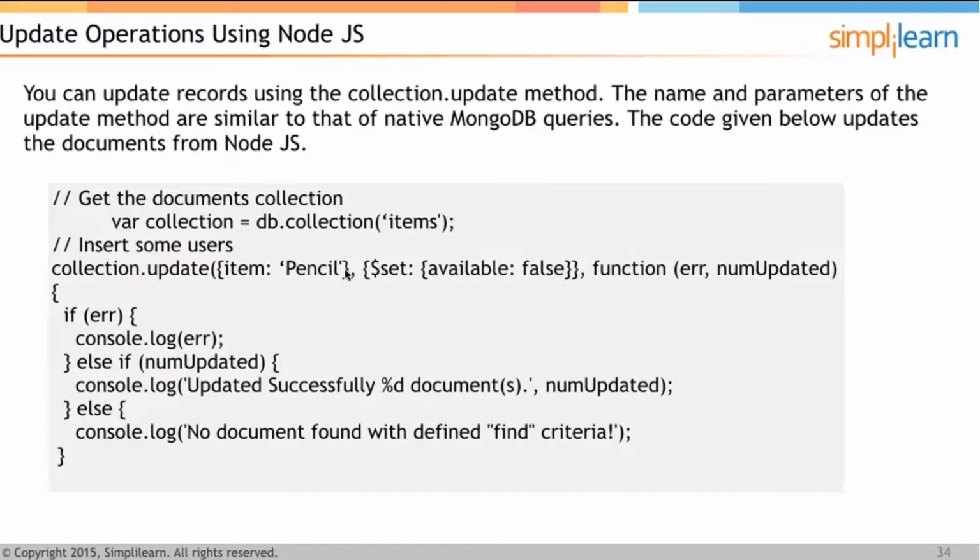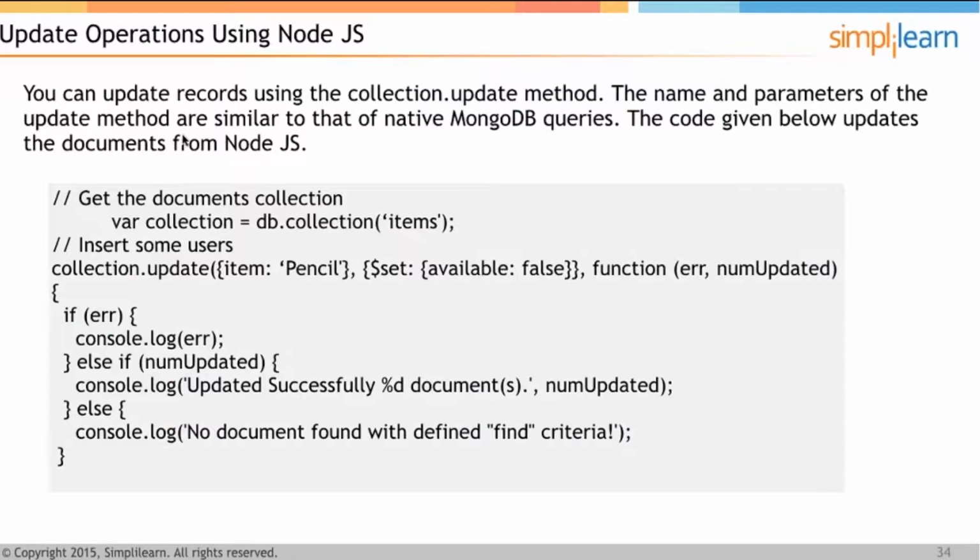Now insertion is done. How can we actually update it? Update is again simple. Dot update is the thing. And again, one more thing you will see very similar over here: this is exactly how the command prompt used to work. You can update records using the collection.update method. The name and parameters of the update method are similar to those of native MongoDB queries. The code given below updates the document from Node.js.